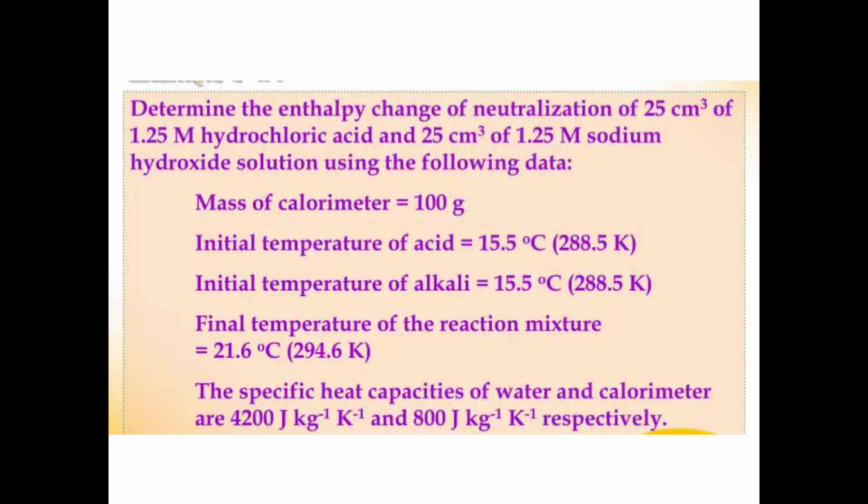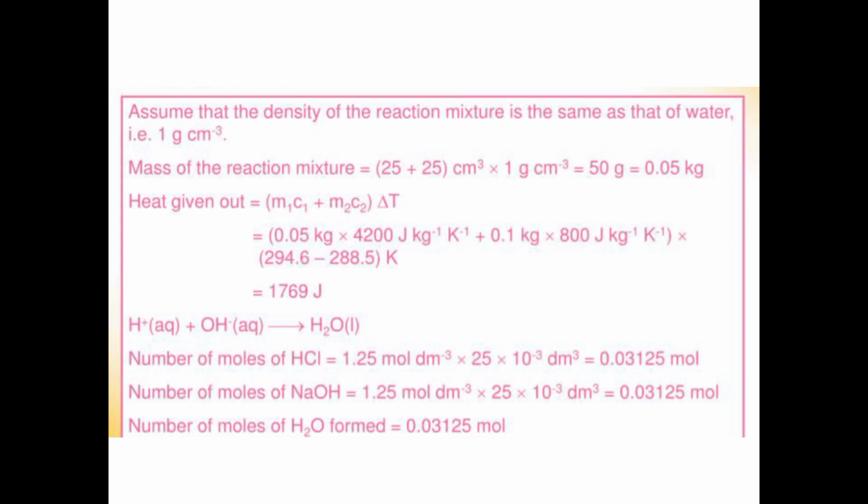Please don't forget, you may be asking, why are we using 0.1 kilogram? Now, the mass of calorimeter has been given. It's only that the mass of solution was not given. So the mass of calorimeter is 100 grams. If you divide by 1000, it gives you 0.1. So this is the mass of the calorimeter that was given, multiplied by the specific heat capacity of the calorimeter. Then the mass of solution multiplied by the specific heat capacity of water. So please take note. And so that gives us the heat here as 1769 joules.